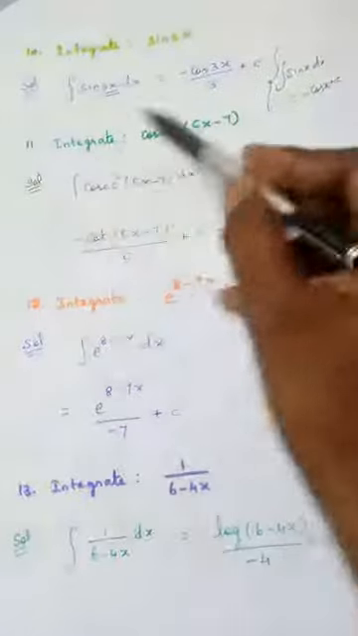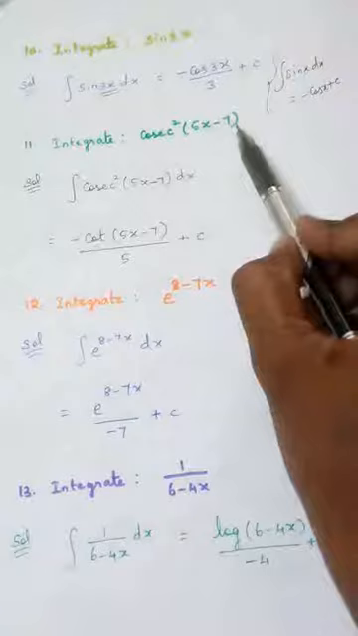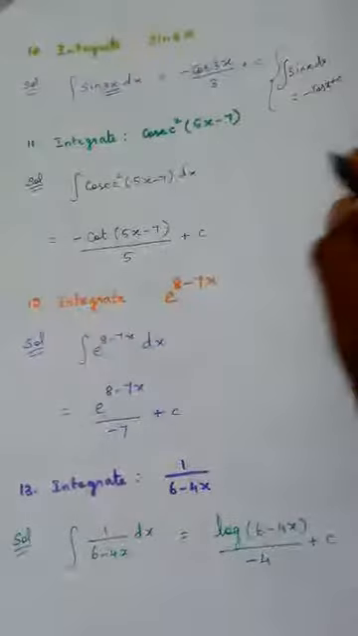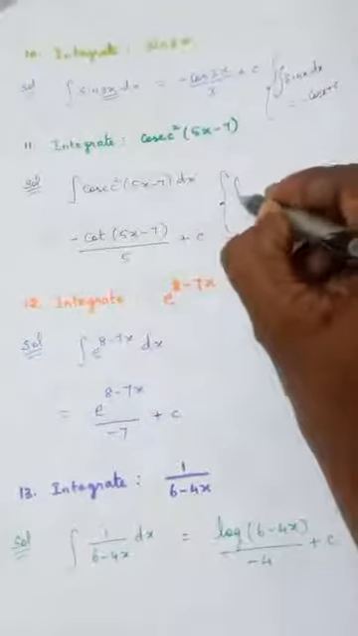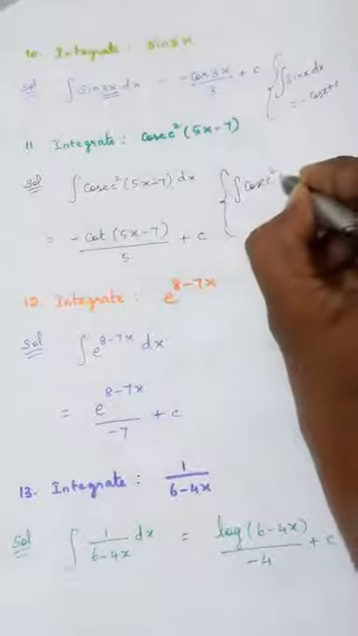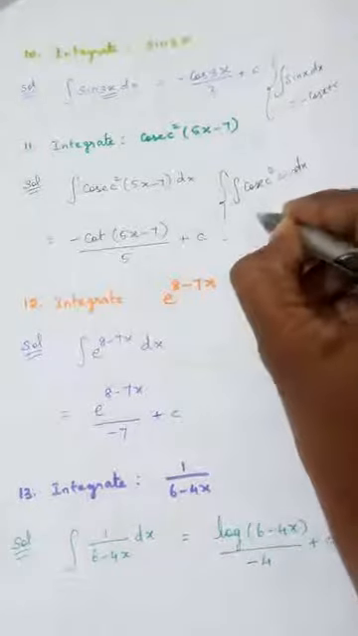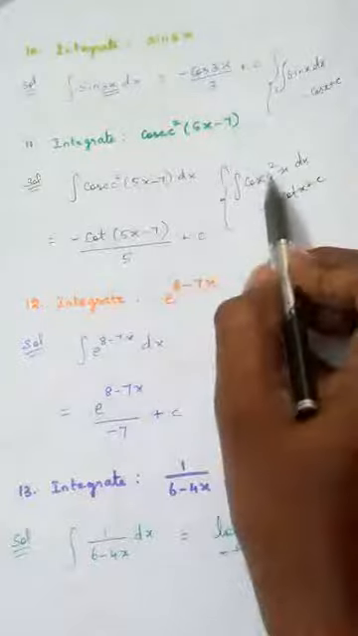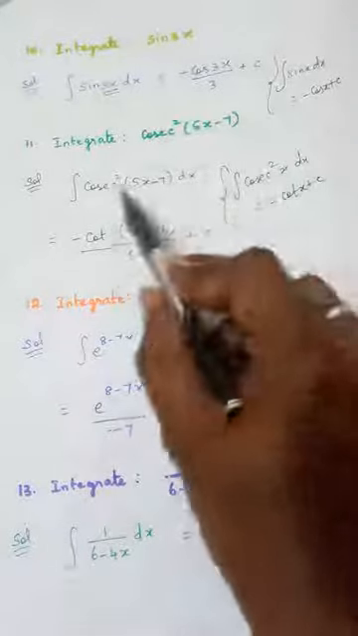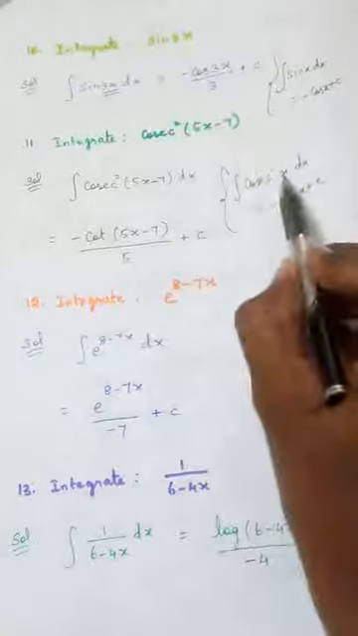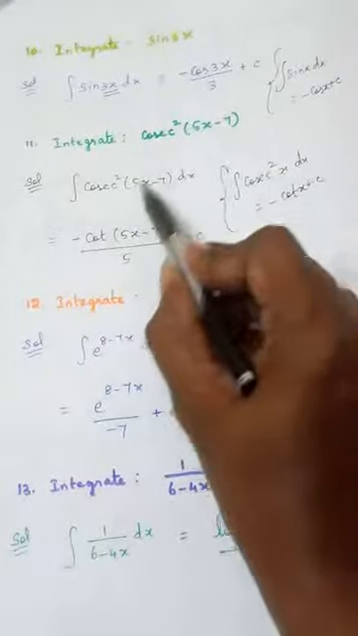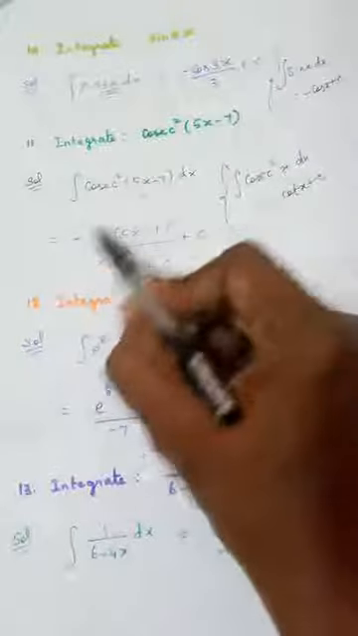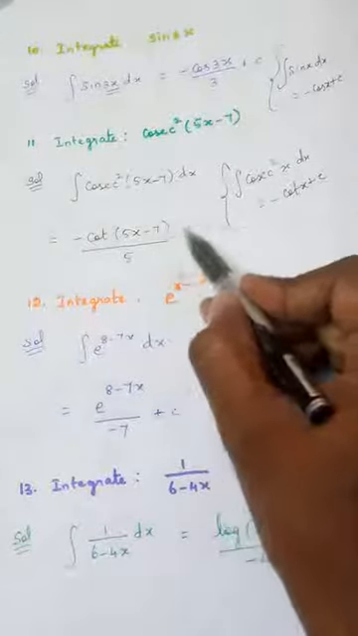If you see problem number 11, integrate cosecant square of this. So integral cosecant square this into dx. And we know the integration formula, integral cosecant square x dx, and the formula says minus cot x plus c. So I am applying this formula here. But in place of x, I am having 5x minus 7. So still I am applying the same formula, minus cot x. So minus cot 5x minus 7 plus c.